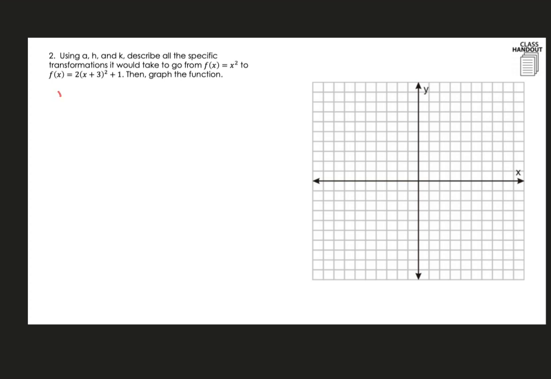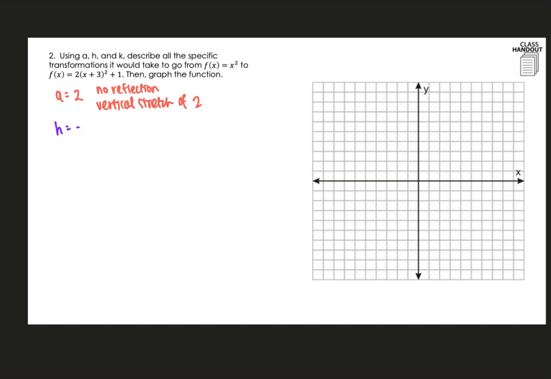So again, first thing we're going to do is identify a, h, and k and describe the transformations. So a is equal to positive 2. So since it's positive, that means there's no reflection, meaning it's going to be concave up. However, since a is 2, that's greater than 1. So in relation to our parent function, that means there's going to be a vertical stretch of 2.